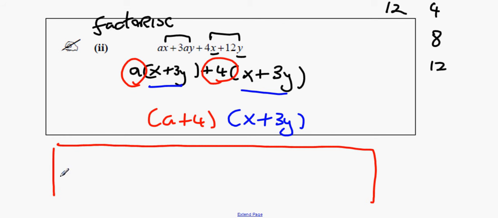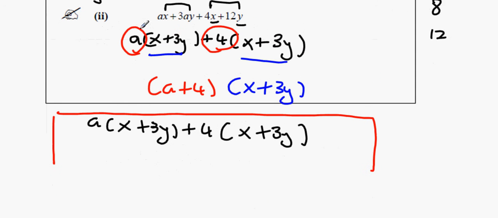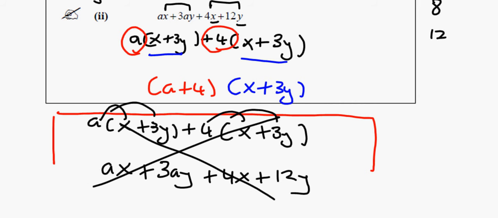Okay, so let's multiply these out. Now remember, the way to multiply these out is the following. A, first number, multiplied by the second bracket, x plus 3y, and the second term, which is the 4, multiplied by the second bracket. Now all we're going to do is multiply this out. It's the exact same as the previous line. When we multiply these out, what we're going to get is ax plus 3ay plus 4x plus 12y. Now you know why they're the same. So you don't need this part here. It's okay, but it shows you why it's true.